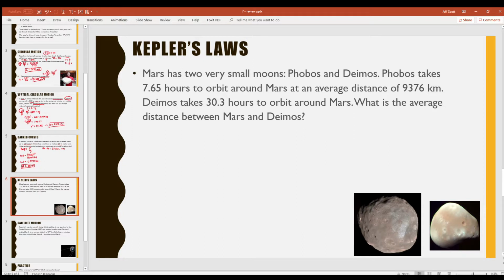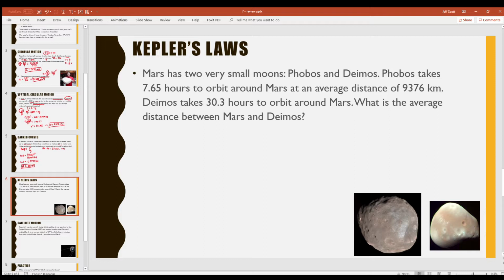So the next question we're going to do is a Kepler's Laws question. Just pause the video here so you can write this down and give it a try. Okay, so Mars has 2 very small moons, Phobos and Deimos. Phobos takes 7.65 hours to orbit around Mars at an average distance of 9,376 kilometers. Deimos takes 30.3 hours to orbit around Mars. What is the average distance between Mars and Deimos?